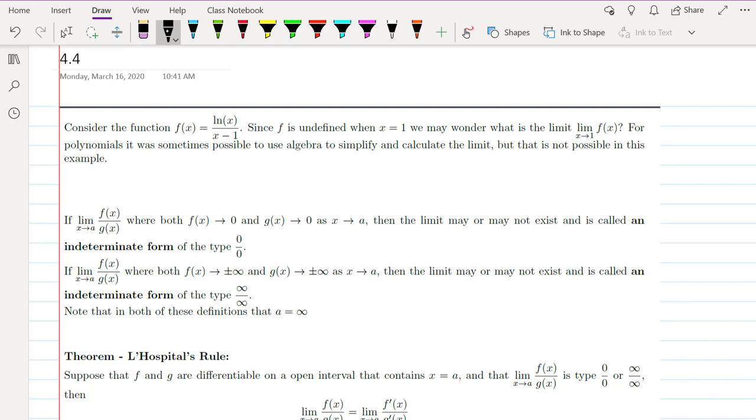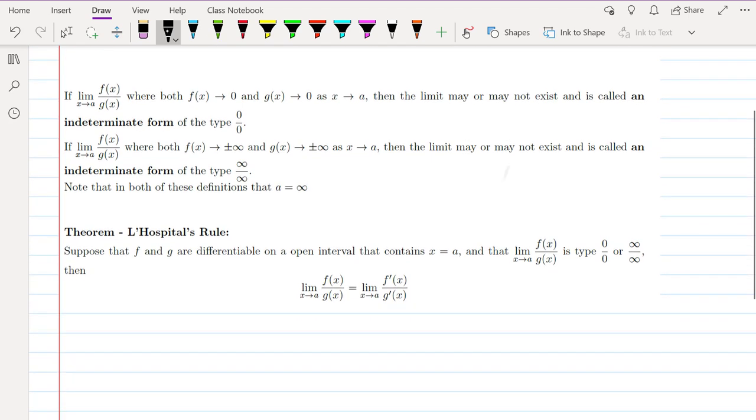for f of x. For polynomials, it was sometimes possible to use algebra to simplify the limit, but that is not possible in this example. So if the limit as x goes to a of f of x over g of x, where both f of x and g of x approach 0 as x approaches a, then the limit may or may not exist and is called an indeterminate form of type 0 over 0.